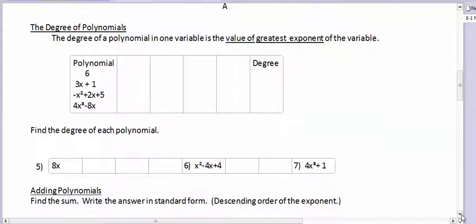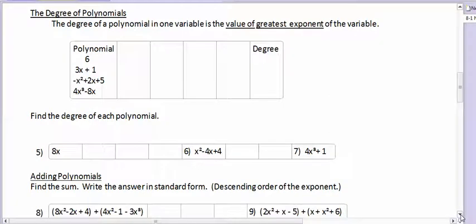Okay, now that was the end of page A, so flip it over, turn your page, and go to page B, on the next page. We're going to be dealing with the degrees of a polynomial. On the line it says the degree of a polynomial in one variable. So if it only has one variable like x or y, then you're going to identify its degree by the exponent that's with that variable. The degree of a polynomial in one variable is the value of the greatest exponent of the variables.